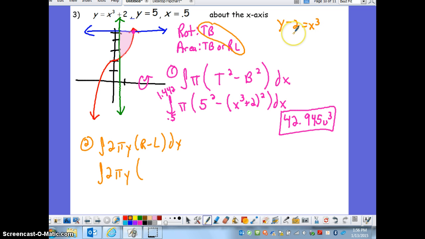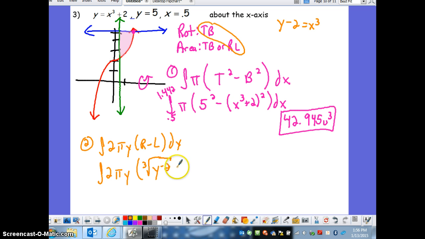Take the third root of both sides, and you get the third root of y minus 2. That's all underneath, and that's your right side. And then I have to subtract the left side, which is going to be the 0.5. So minus 0.5 is all dy.